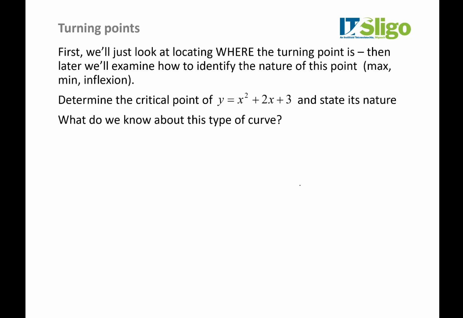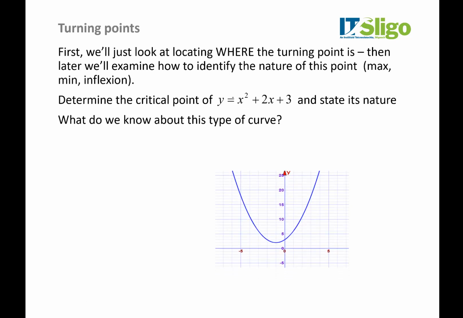So, determine the critical point of this function, y is equal to x squared plus 2x plus 3, and state its nature. Well, what do we know about this curve? It's got a positive x squared, so it's smiley. And that's what we're looking for. We want to identify the lowest point that the curve reaches. That's our goal with finding the turning points.